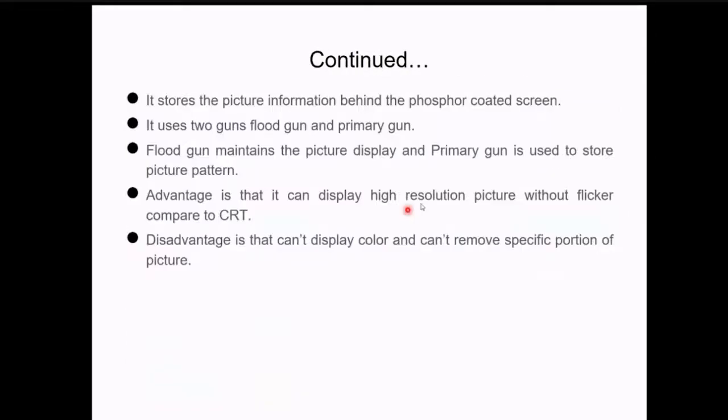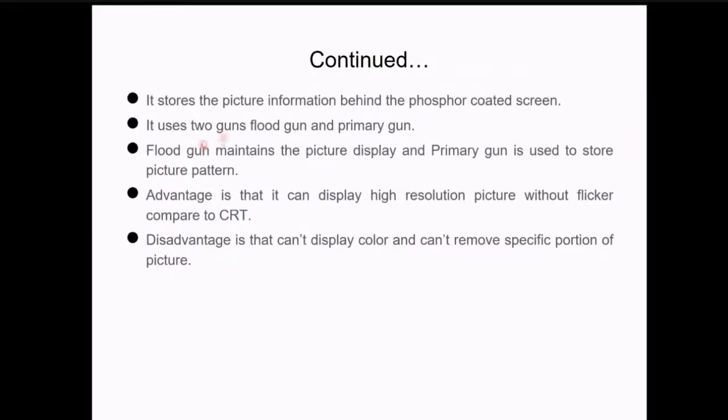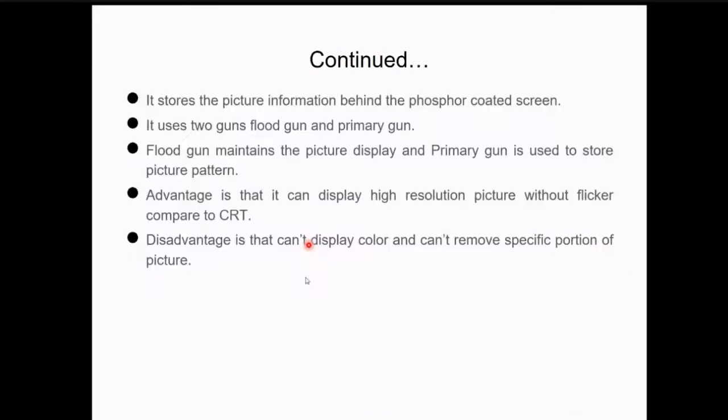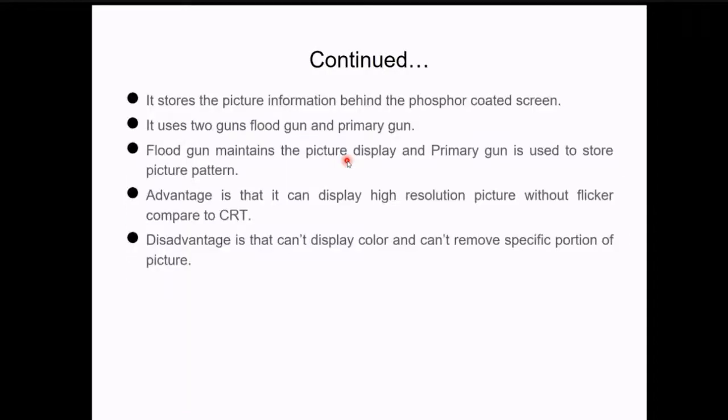Okay, so it stores the picture information behind the phosphor-coated screen. It uses two guns. One is the flood gun and another is the primary gun. The purpose of these guns is to maintain the flow of electrons, as well as to maintain what is to be displayed. The flood gun maintains the picture display, and the primary gun stores the picture pattern. So these two things are useful to us to display any picture.